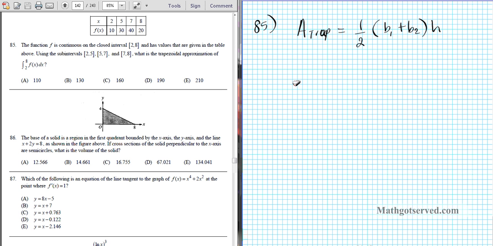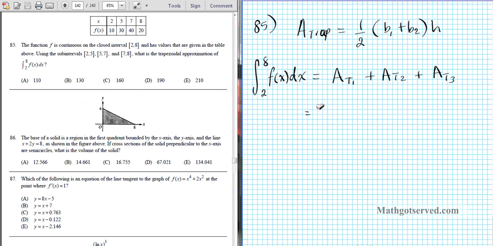In order to determine the area, we're going to use the following formula: the integral from 2 to 8 of f of x dx is going to be the area of trapezoid 1, which is from 2 to 5, plus the area of trapezoid 2, plus the area of trapezoid 3. We'll do them individually.